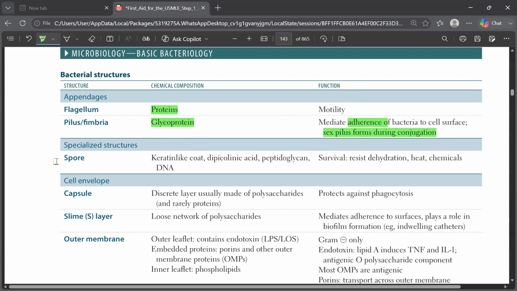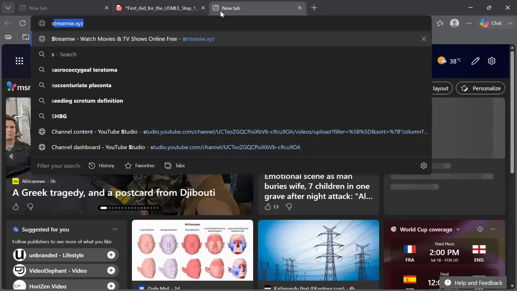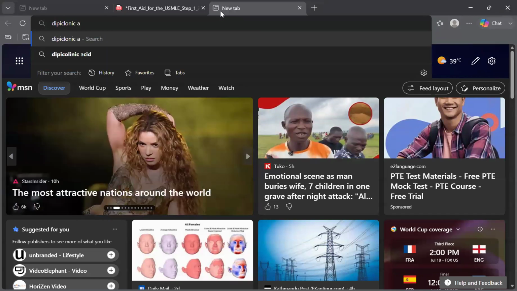Then we have specialized structures called spore, which has a keratin-like coat, dipicolinic acid, an amino acid, in its molecule, and peptidoglycan being the structure core, and DNA being the material that is present inside the spore as the nucleus-containing material. Its survival is that it resists dehydration, heat, and chemicals, and it also resists all kinds of heavy metals and antibiotics mostly. So dipicolinic acid is an important thing.